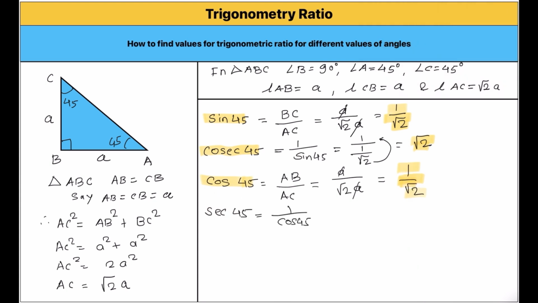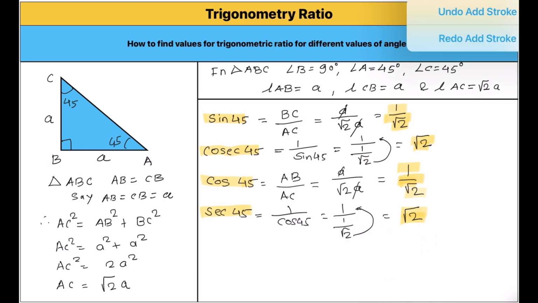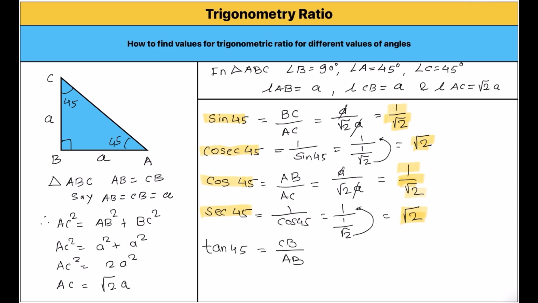Sec 45 is 1 upon cos 45. So 1 upon 1 upon square root 2. Simplifying, square root 2 goes into the numerator. So we get square root 2 upon 1, nothing but square root 2. So sec 45 is square root 2.